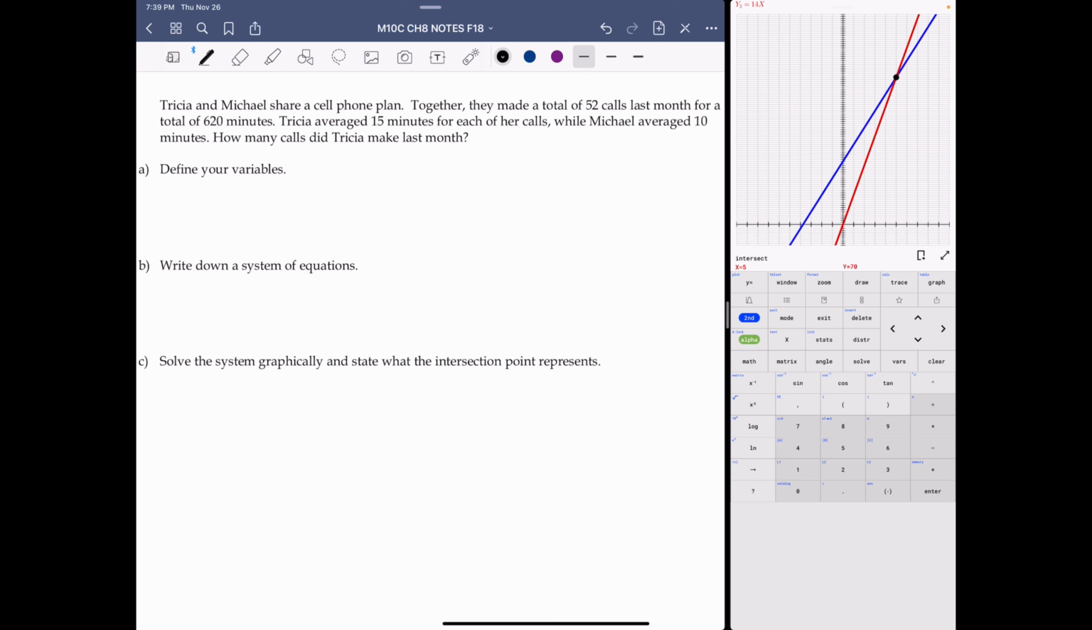So the question at the end, how many calls did Trisha make last month? That gives us a hint to the variables. T equals number of calls by Trisha. And then the other person is Michael, so M equals number of calls by Michael.